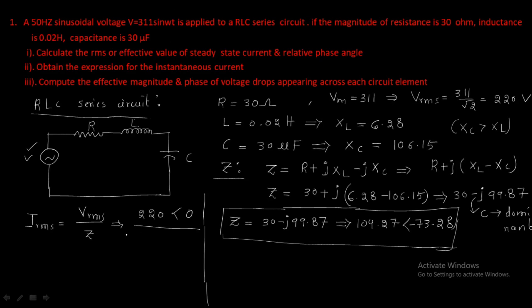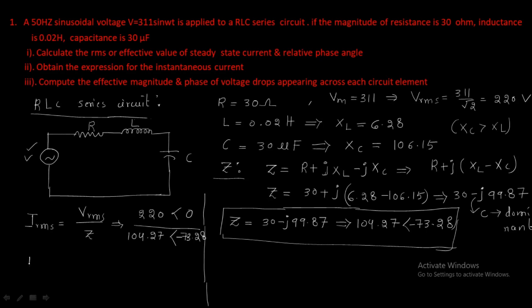And we have the Z value; look at the Z value in the polar form. So it is better to use the polar form. For addition and subtraction, use rectangular form. If we have division and multiplication, then you use any vector quantity in the polar form. That is very simple. It is division, that's why I am using this 104.27 minus 73.28.